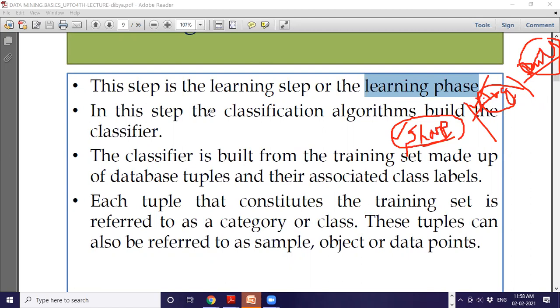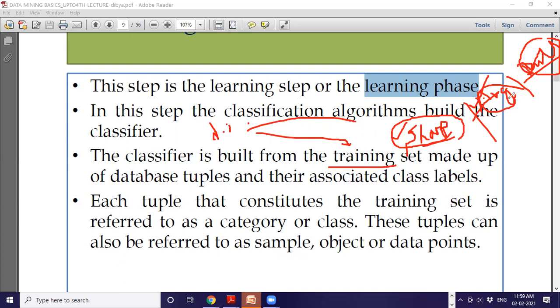Don't confuse that the data set is the same. The data set is the same; we divide it into two. One is training and the other is testing. I'll come to that point later, don't worry. So the classifier, we build it from the training set. Now, each tuple that constitutes the training set is referred to as a category or class.